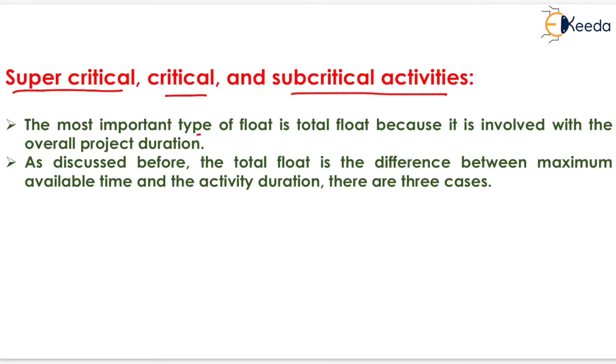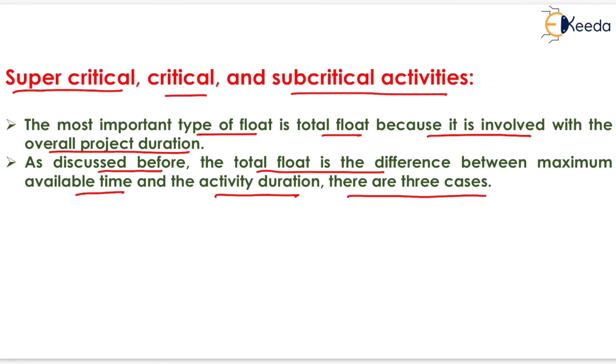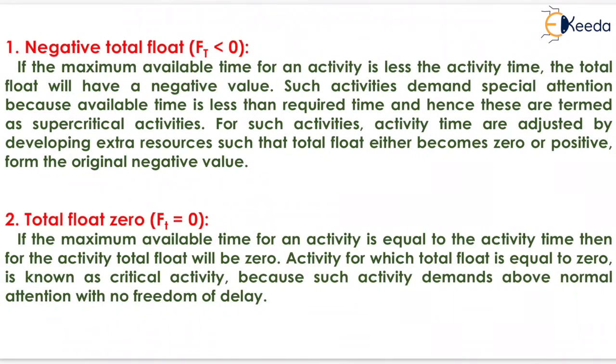The most important type of float is total float because it is involved with the overall project duration. As discussed before, the total float is the difference between the maximum available time and the activity duration. There are three cases. The first one will be the negative total float, when the total float value is negative.